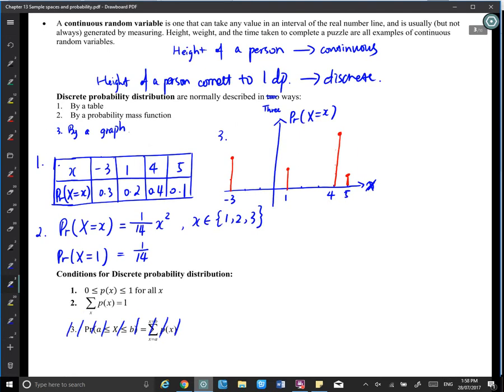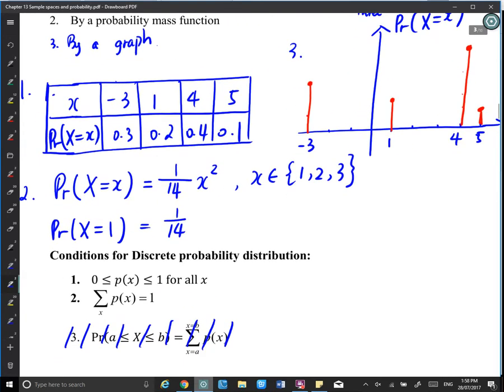Therefore, see this table. It has 0.3, 0.2, 0.4, and 0.1. They're all in between 0 to 1. Second, I add them. 0.2, 0.3, 0.5, plus 0.4, 0.9, plus 0.1, 1. So I added, and that's a 1, which means it is a probability distribution, which is the probability table. Okay, this one is a good one.